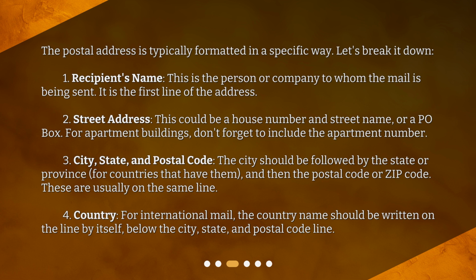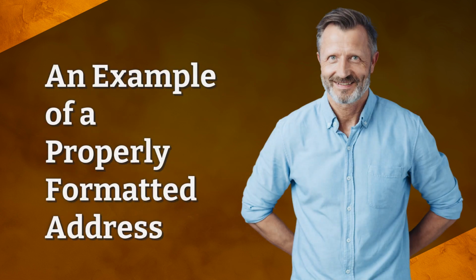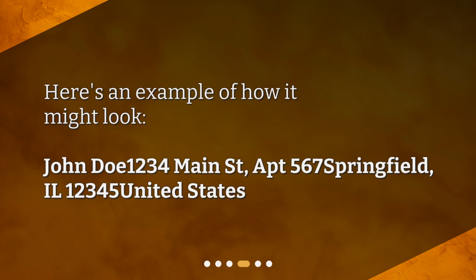4. Country. For international mail, the country name should be written on the line by itself, below the city, state, and postal code line. An example of a properly formatted address. Here's an example of how it might look. John Doe 1234 Main Street, Apt 567 Springfield, Illinois, 12345 United States.